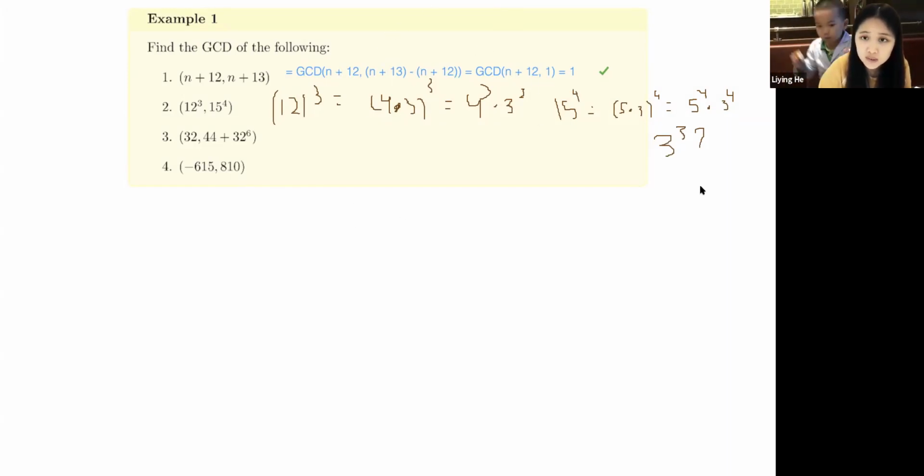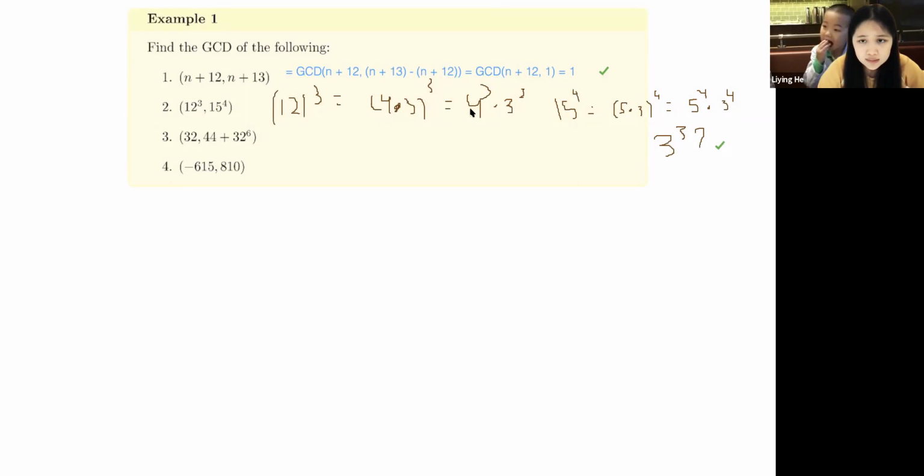Yep, it's correct. But why is it 3 to the power of 3? Do you mind explaining? It's correct, but I want you to tell me why. Prime factors, yes. Okay, cool. So 3 to the power of 3 is the largest common divisor of those, because the other ones are not.